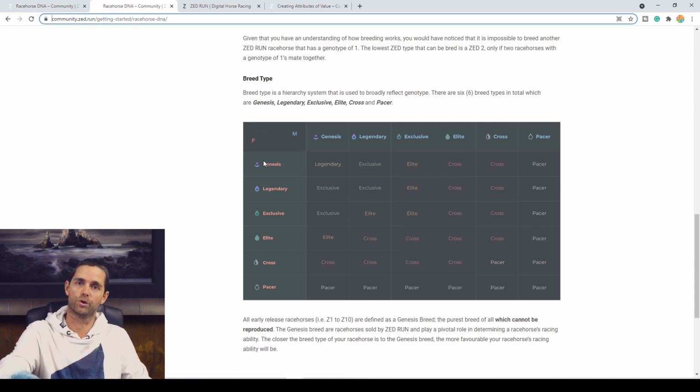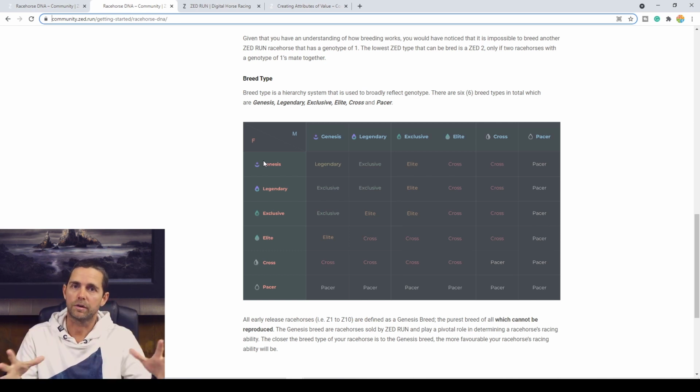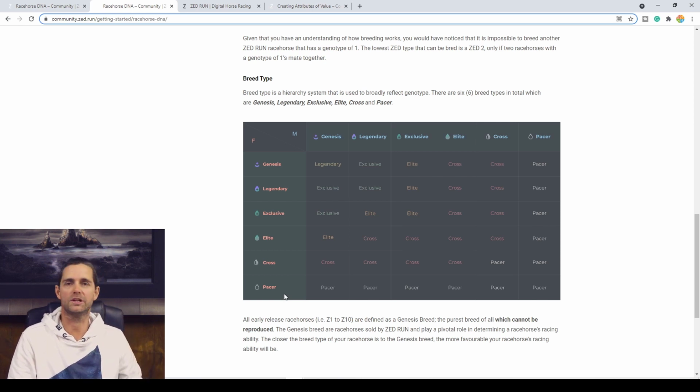So if the Genesis prove to be really, really important in the breeding structure, which I have a hunch they might be, then that fact that they can live forever and continue to pass on that DNA could be really, really important in your overall vision, potentially, in what you want to go and chase down. So we will take a deep dive on the Genesis. It goes Genesis, Legendary, Exclusive, Elite, Cross, Pacer. Now, how important are those levels and what do each of those levels mean? We will take a look at in the deep dive.